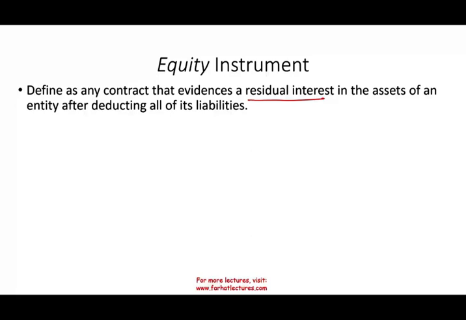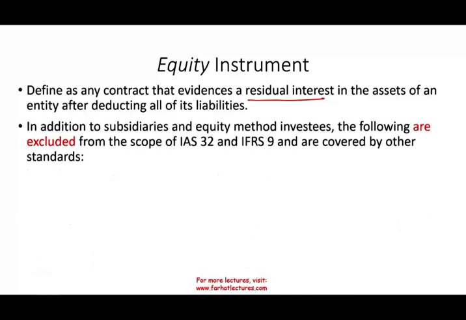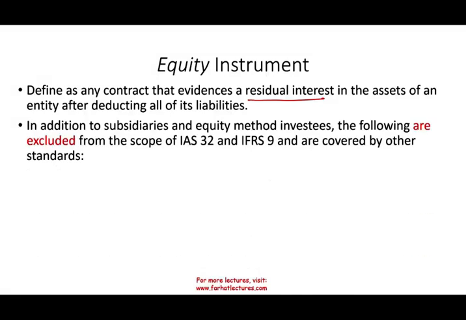But let's look at what an equity instrument does not include. It does not include, which we talked about, subsidiaries and equity method investees. This is where you own 50% plus. This is where you own between 20 to 50, you use the equity method.